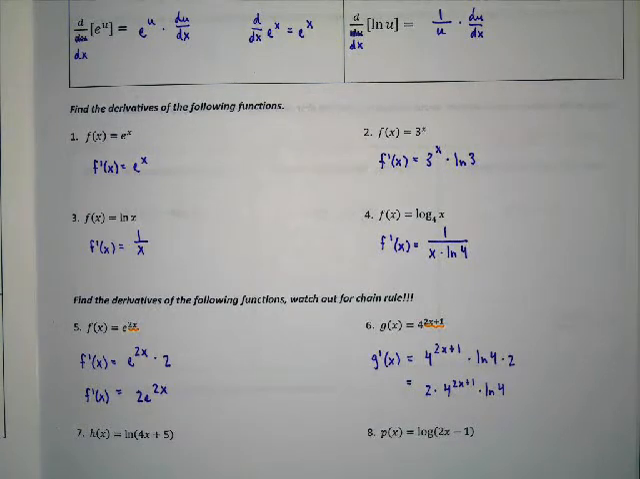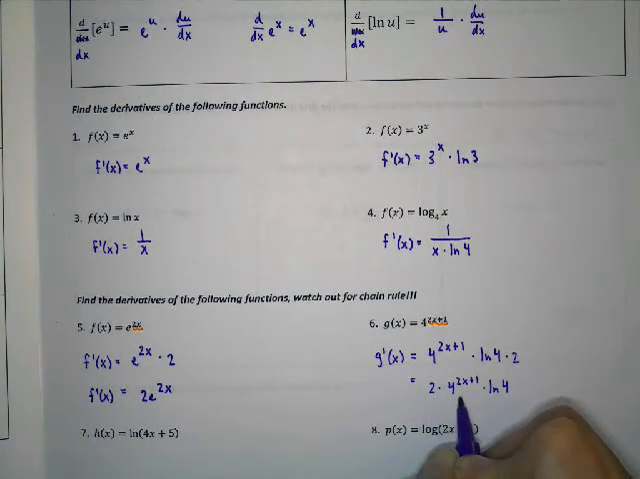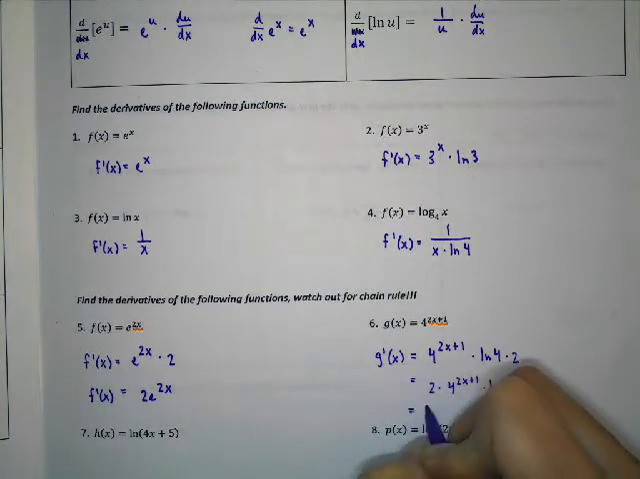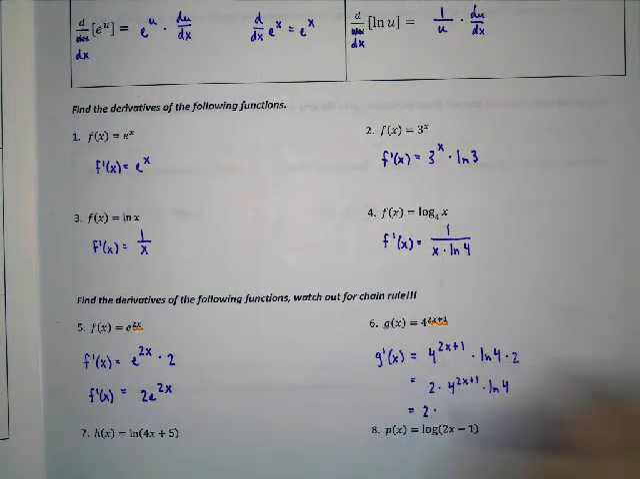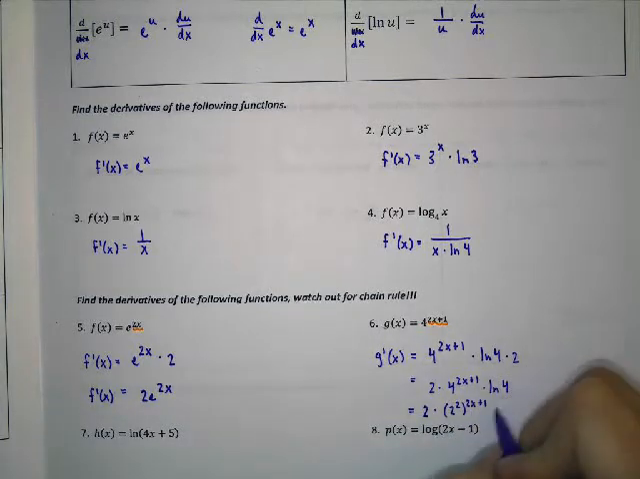Now we're going to go a couple steps further with this, because most likely if this were a multiple choice question, this answer would not be one of the choices. And so what we're going to do, I see I have 2 here, and I know that 4 can be written as a power of 2. So I'm going to take this a step further and say this is 2 times, and what I really have is 2 squared to the 2x plus 1 times the natural log of 4.